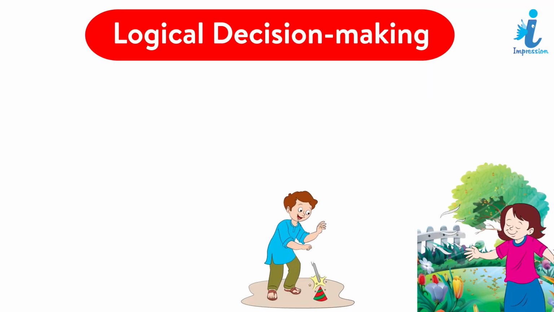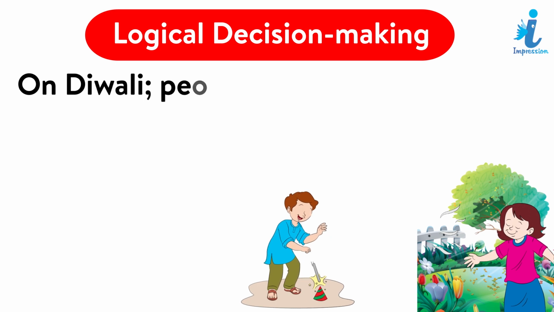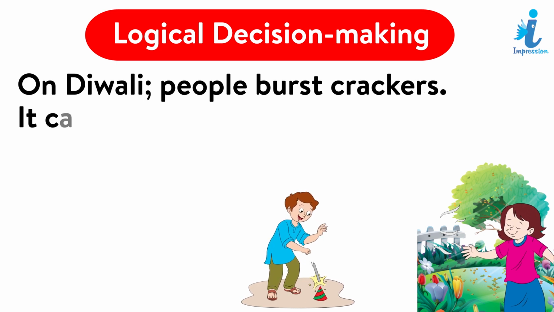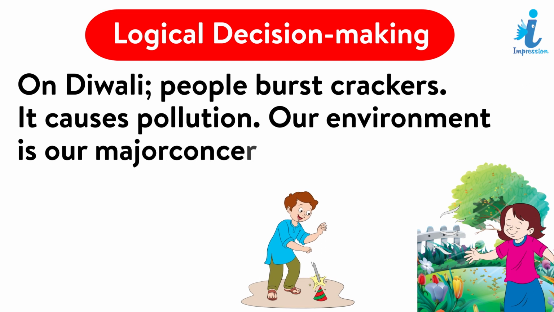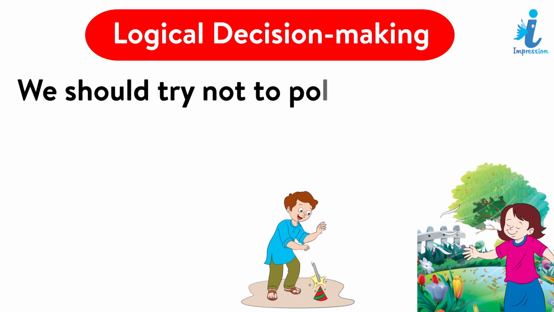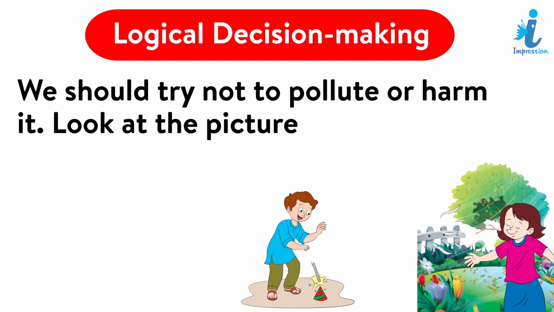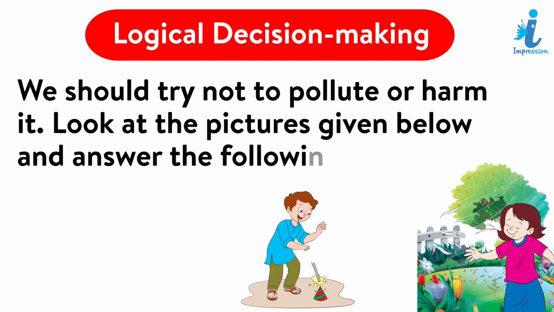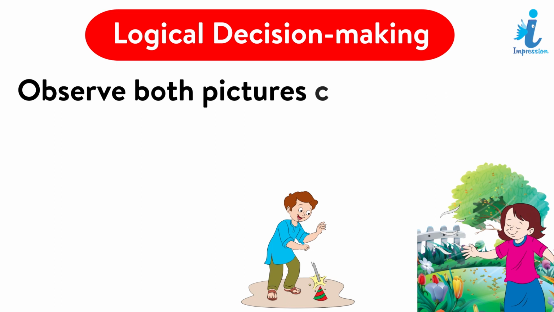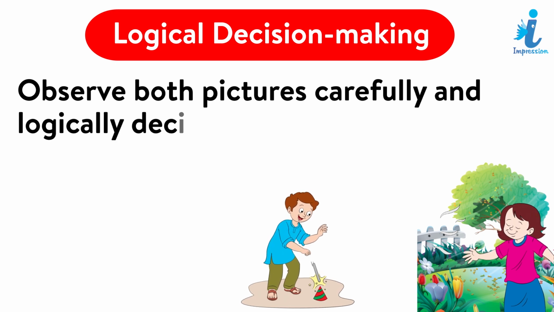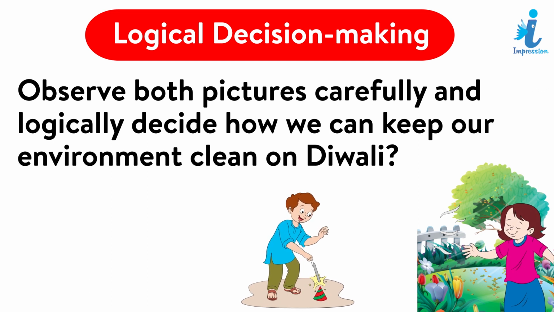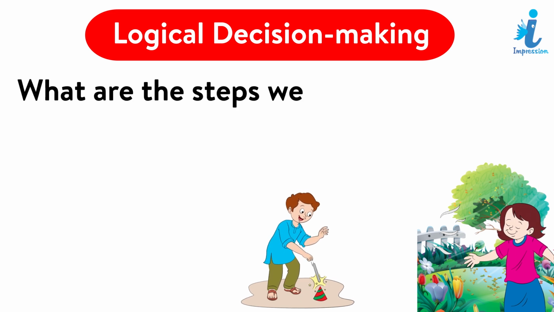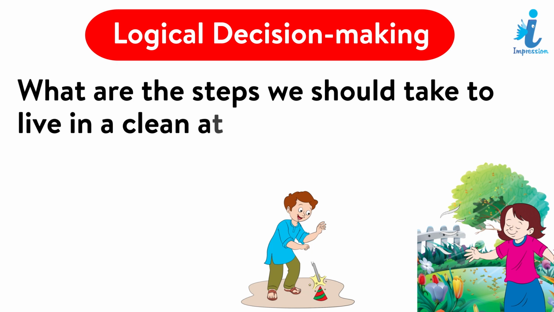Logical decision making. On Diwali, people burst crackers. It causes pollution. Our environment is our major concern. We should try not to pollute or harm it. Look at the pictures given below and answer the following questions. Observe both pictures carefully and logically decide how we can keep our environment clean on Diwali. What are the steps we should take to live in a clean atmosphere?